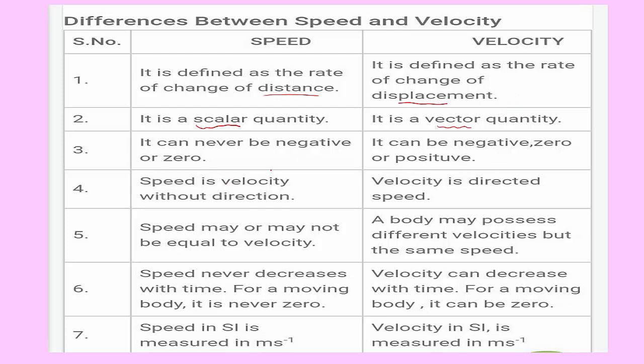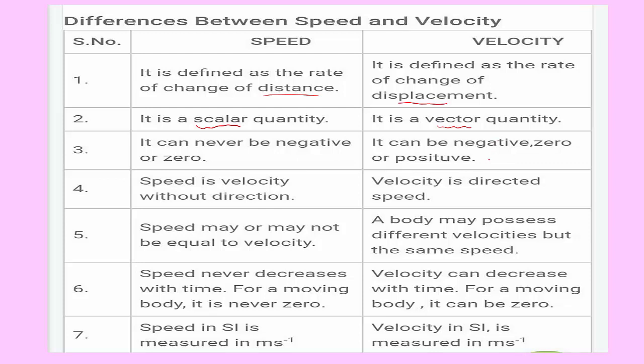And the third point is speed can never be negative or zero. So why will speed never be negative or zero? Because speed means distance per unit time. Distance means the path length followed by an object. So here the path length is always increasing. It never decreases and it will never be zero. That's why speed can never be negative or zero.